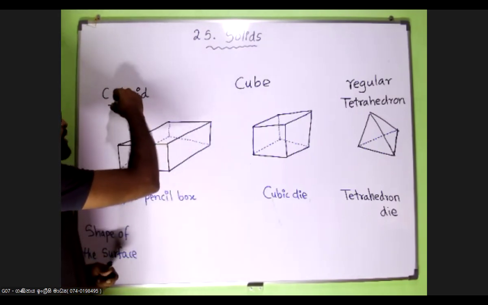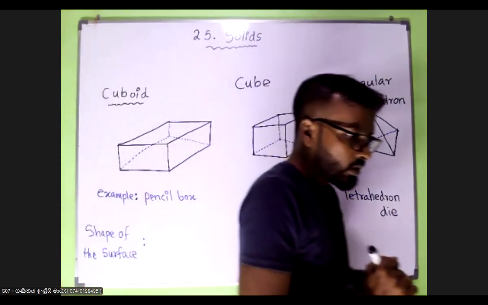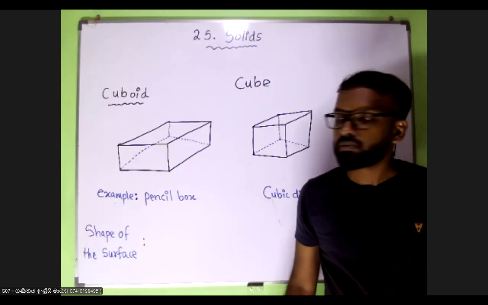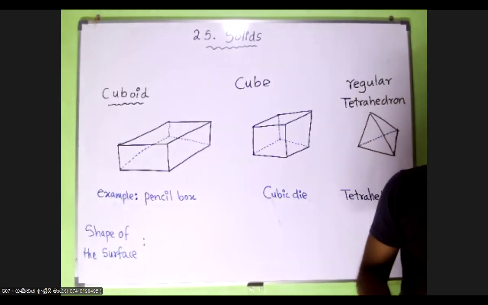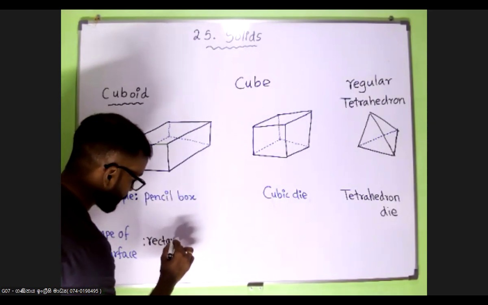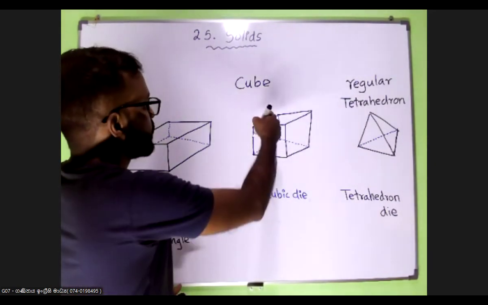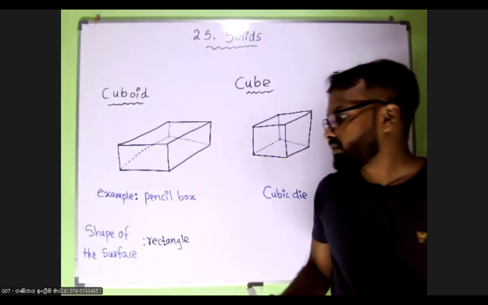For a cuboid, what is the shape of a surface? Can anyone tell me? Yes, Hirusha. Cuboid, shape of a surface. Rectangle. Yes, excellent. Rectangle. Then for a cube, what is the shape of a surface? Square. Yes, square.